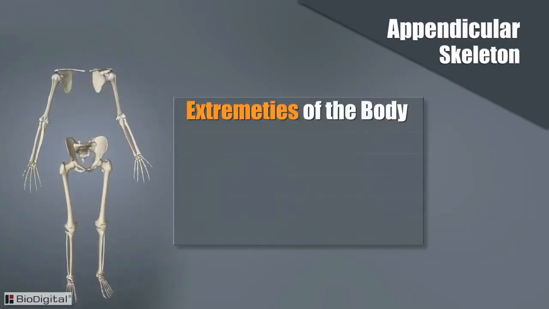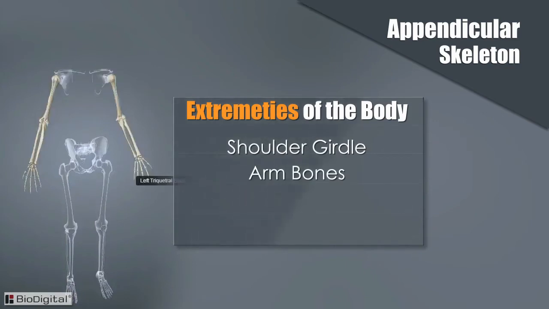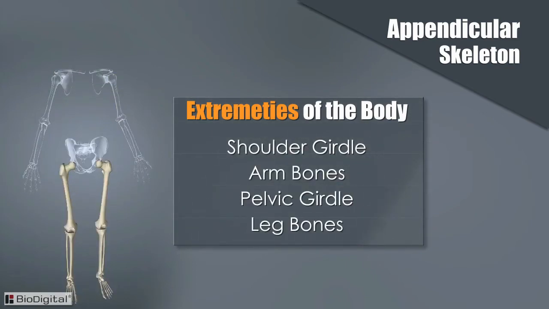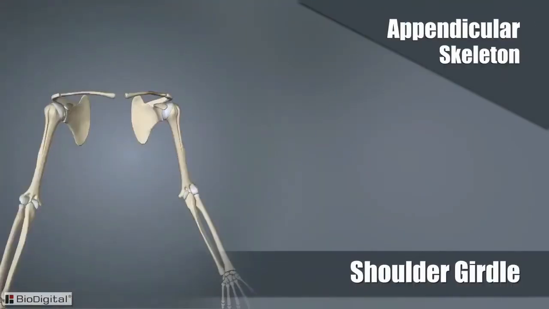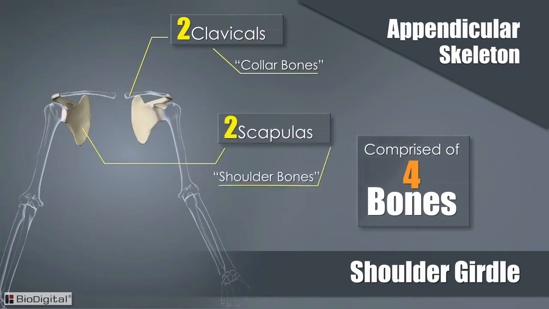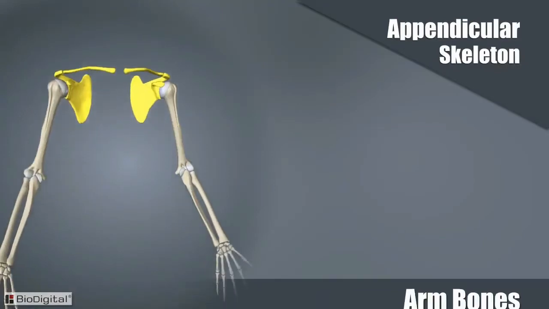This section forms the extremities of the body, which are the shoulder girdle, arm bones, pelvic girdle, and the leg bones. The shoulder girdle is comprised of 4 bones. It's made up of 2 clavicles, known as the collarbones, and 2 scapulas, which are known as the shoulder bones. Together, these bones form the shoulder girdle to which the arm bones attach.